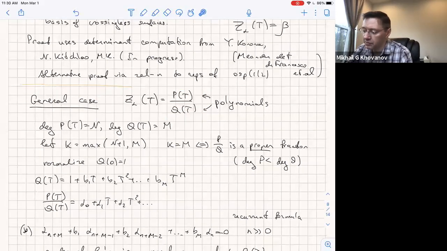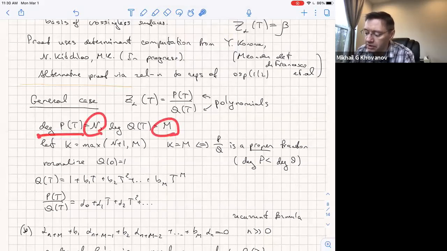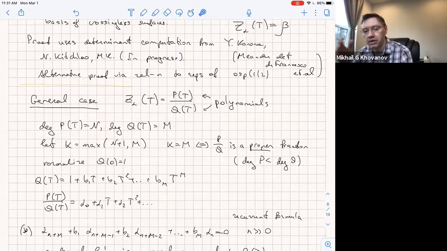There's some confusion, maybe in notation, because on this page I use capital N and capital M to denote degrees, and before we used them to denote manifolds. So I hope this won't lead to confusion. But on this page of slides, N and M denote the degrees of the numerator and denominator polynomials for the generating function.